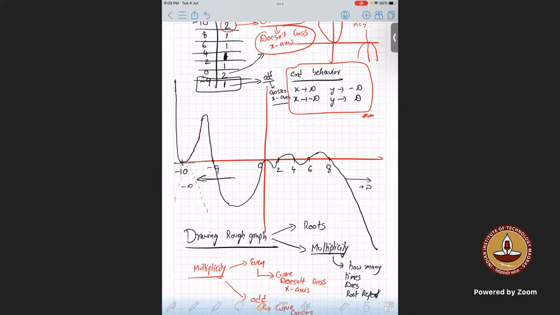Clear for everyone? Ankit Kumar said, I have some doubt. You can ask the doubt. Sorry, I can't unmute. You can just type.